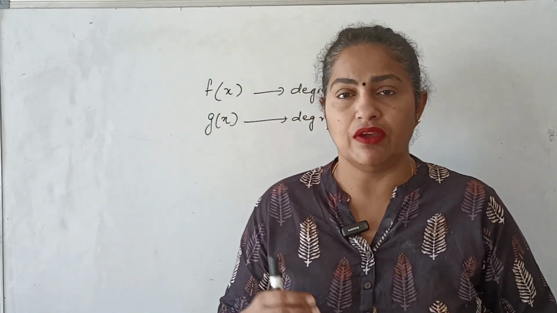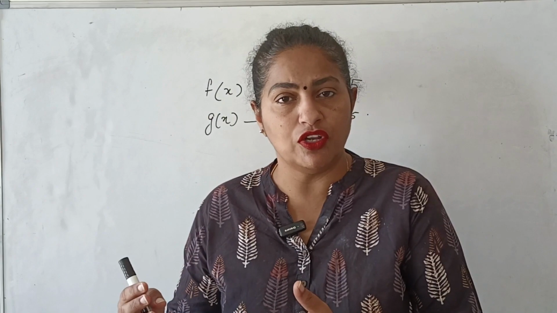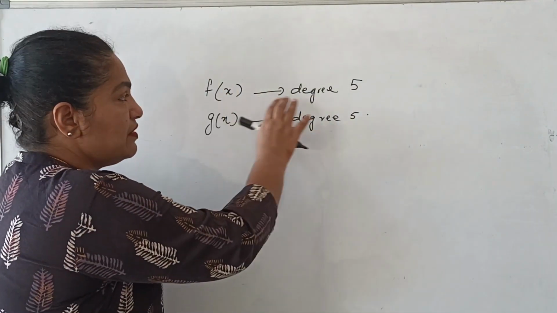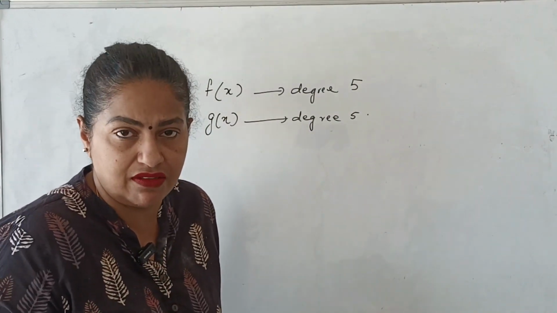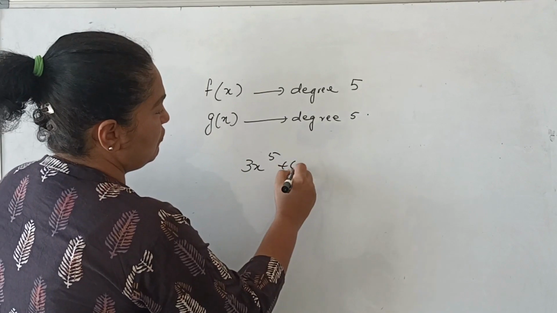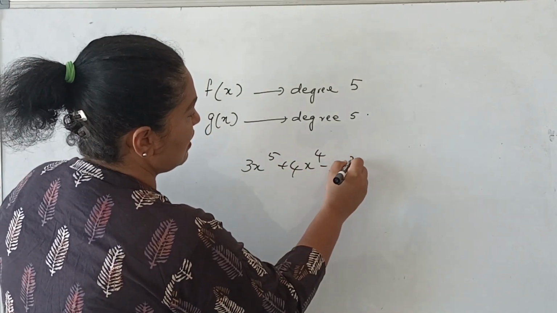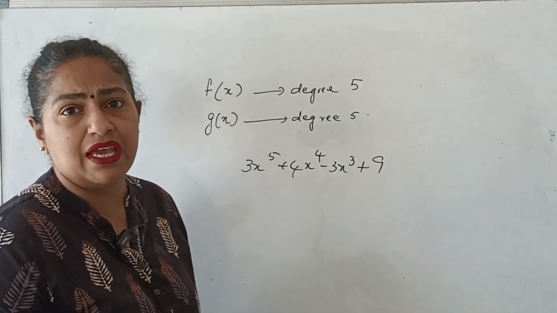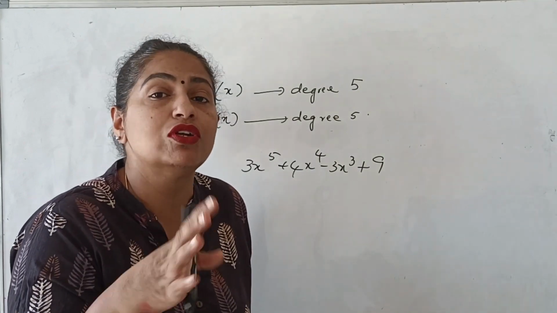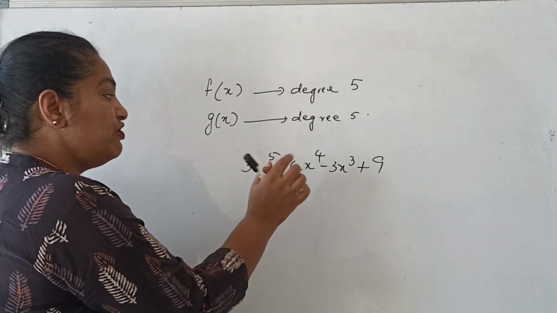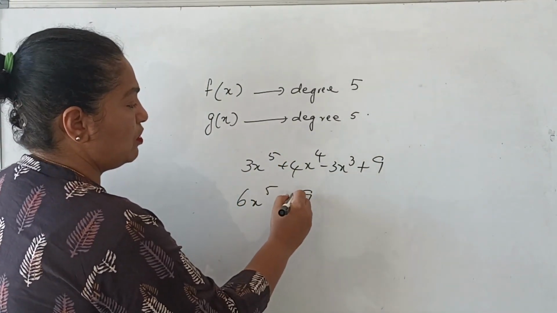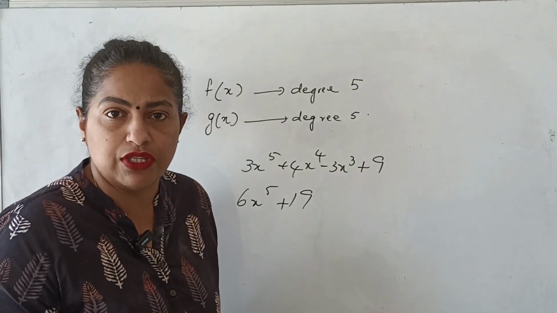Now what do you mean by degree 5? There is a term in the polynomial whose highest degree is 5. So f(x) is a polynomial of degree 5, even g(x) is a polynomial of degree 5. So f(x) can be something like 3x raised to 5 plus 4x raised to 4 minus 3x cube plus 9. It may have a quadratic term, it may not have a quadratic term, it doesn't matter. We are bothered only about the term which has a degree 5. Now g(x) might be something like 6x raised to 5 plus 9 or plus 19, anything for that matter.